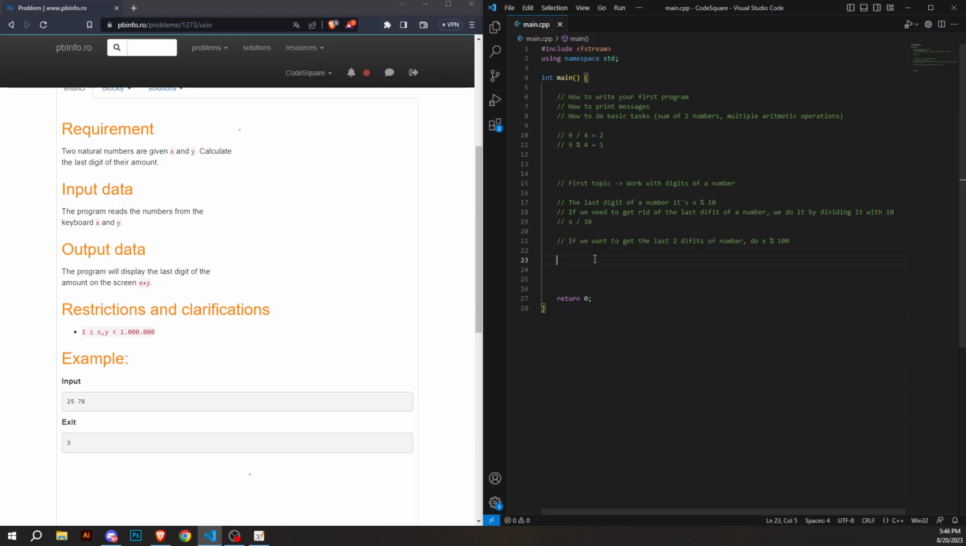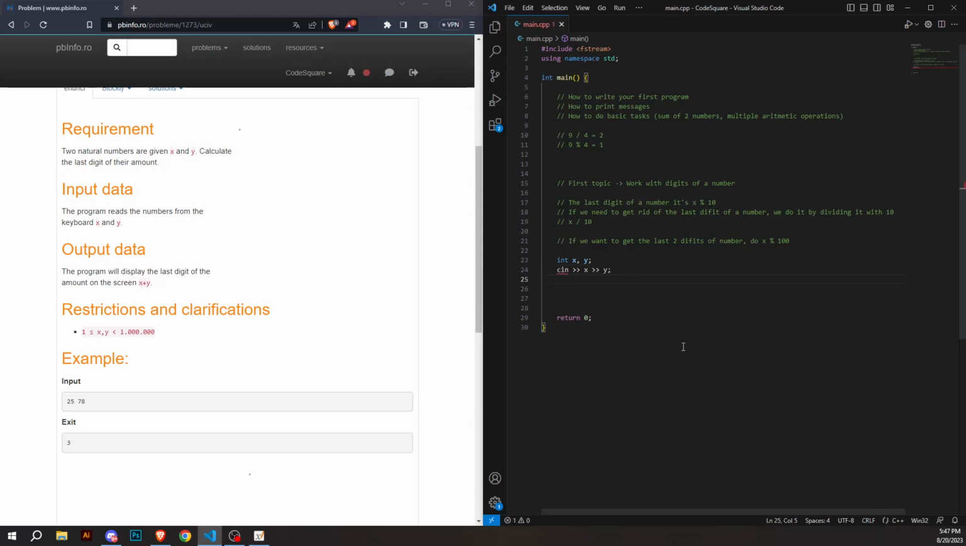Okay, so let's see this problem. We are given two numbers, x and y, and we need to calculate the last digit of their sum. This should be easy because we have two numbers. Let's remember from last time, we need to declare them first. How do you declare them? With int, from integers, x and y. Don't forget the semicolon. Now we need to read them. How? With cin, so cin greater greater x greater greater y.